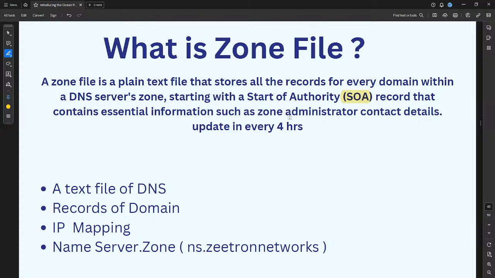This updates every 4 hours, and in this file we have the records of the domain, the IP address mappings, and then the name server zone for each of those IP addresses, which maps to their servers.